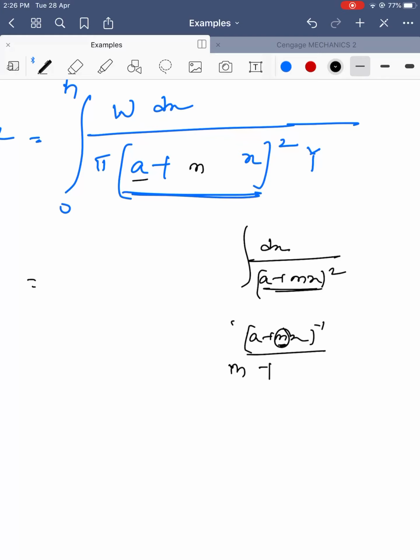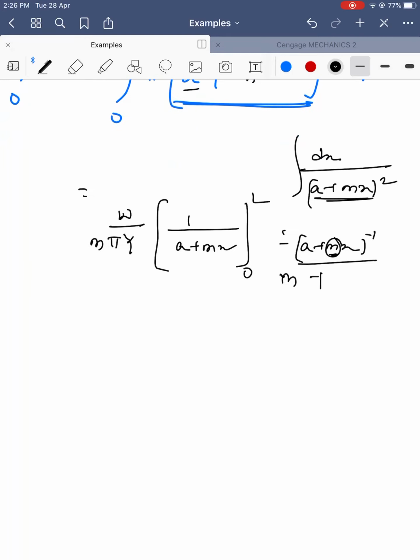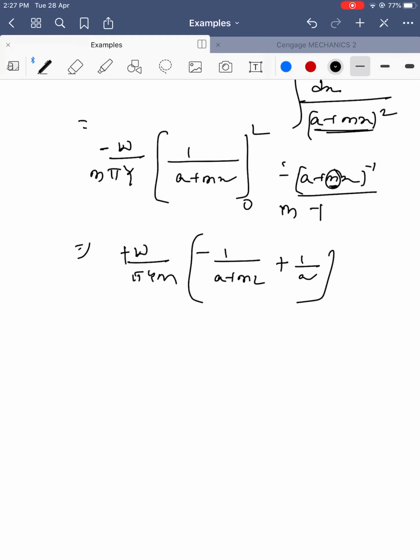Now let's substitute these values. W by pi into y, integration we got A plus M into X. I can take M outside. Limits are varying from 0 to L. The upper limit is 1 by A plus M into L, minus 1 by A.